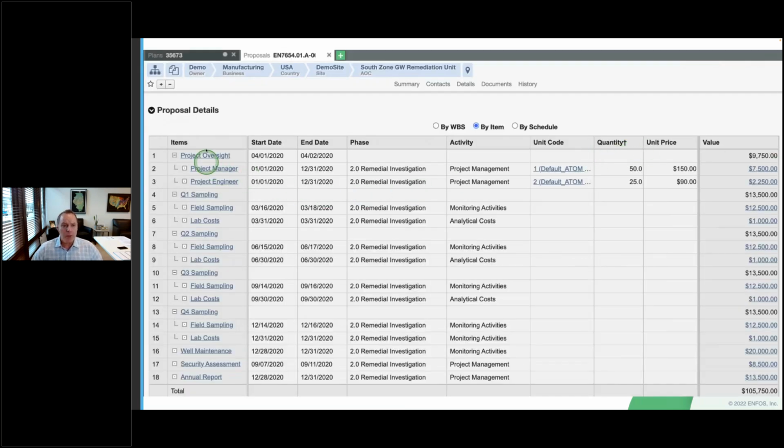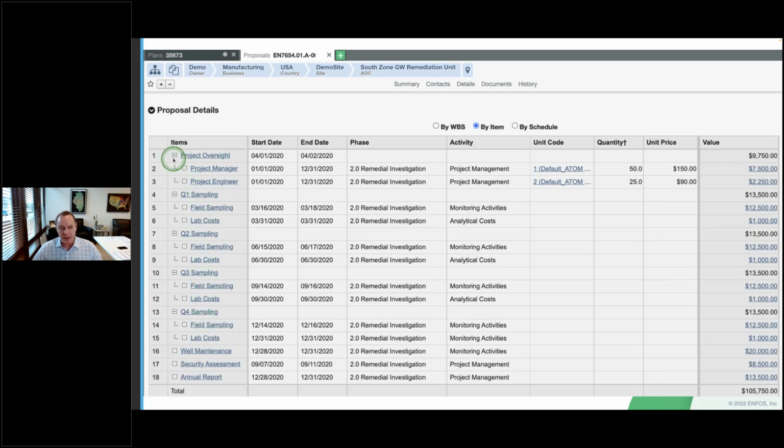So I'm showing you here an example of a proposal in ENFOS. I'm looking at this in terms of how do I know what I'm getting ready to purchase? I wanted to just point this out. So I have my work breakdown structure, right? These are aligned with the approved baseline plan, so my phases and my activities. The scope of work has tasks and subtasks and resources built into it.